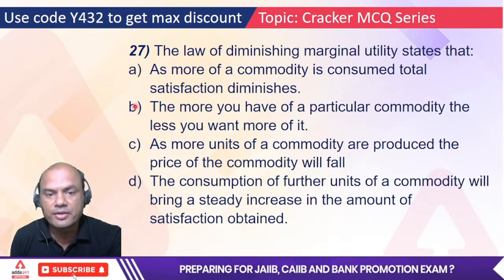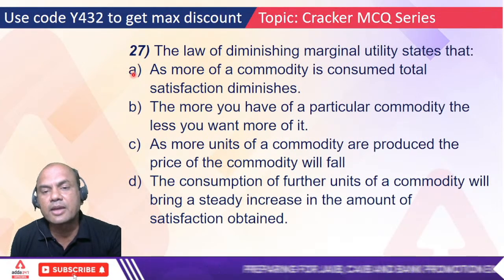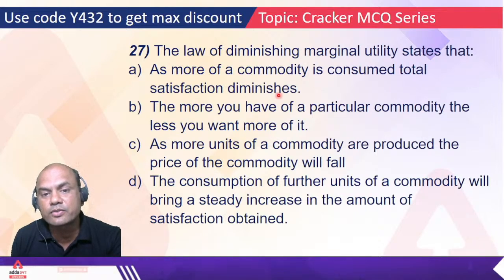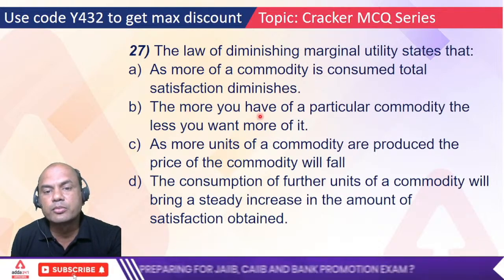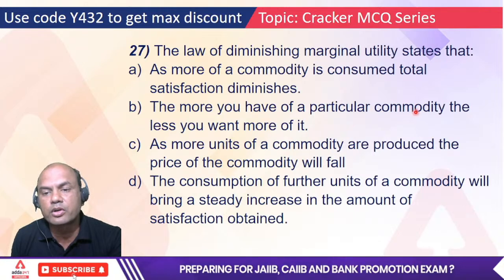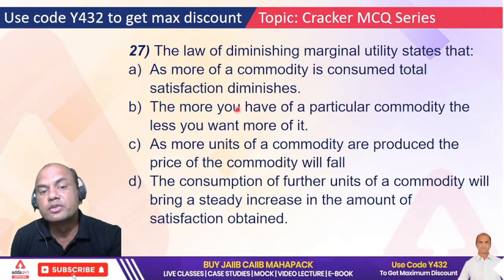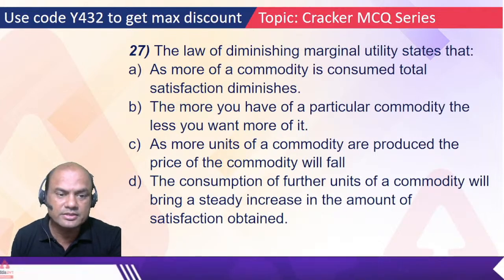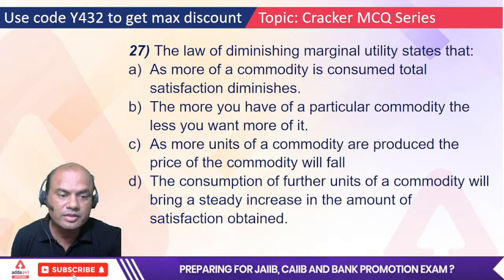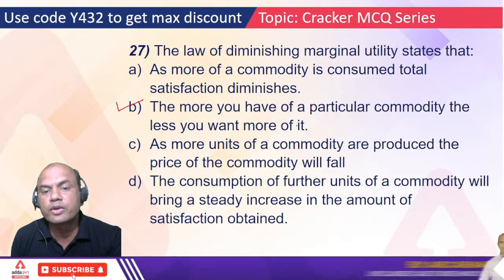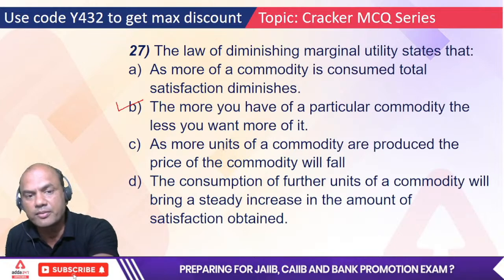Now among A and B, tell me what is the answer. Type fast, A or B. As more of a commodity is consumed, total satisfaction decreases, or the more you have of a particular commodity, the less you want more of it. So the correct answer is B, right? Because the less you want more of it means marginal utility decreases. That is the meaning over here, okay?